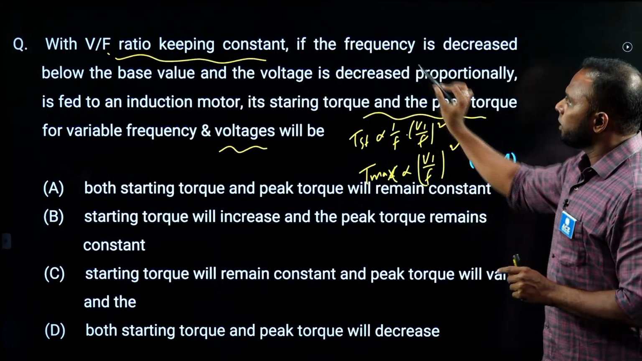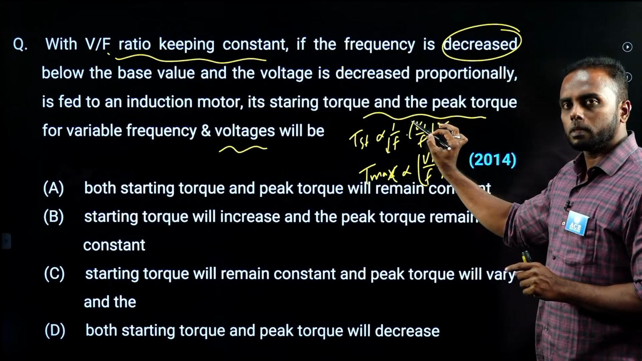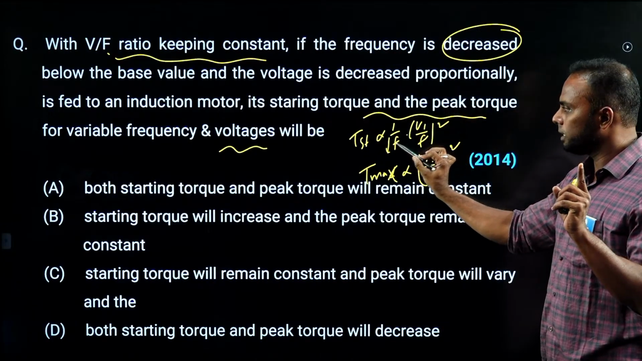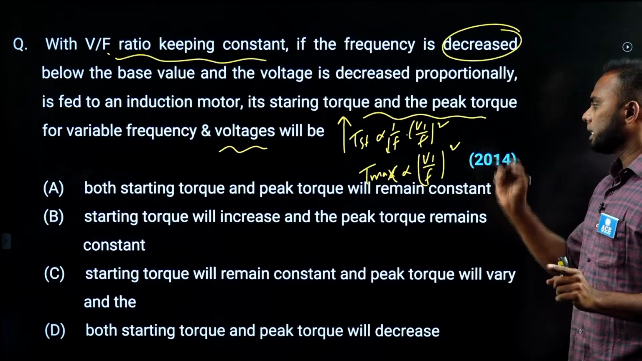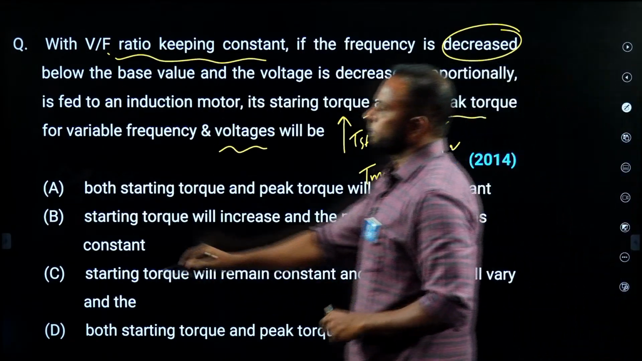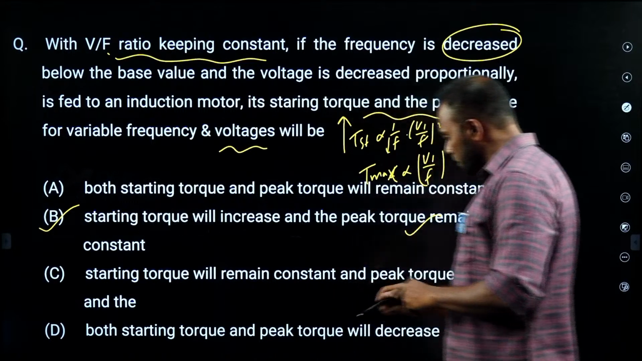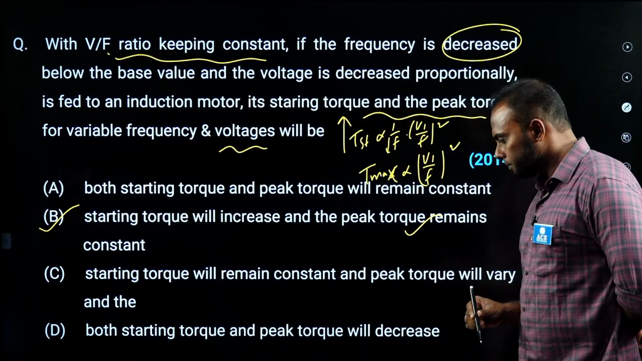Since V by F is constant, the maximum torque is also constant. But here the frequency is decreased, with the V by F ratio constant. Then what happens to the starting torque? It increases. So starting torque will increase and maximum torque remains constant, which is option B. So from the equations we have to answer this. Right. Next question.